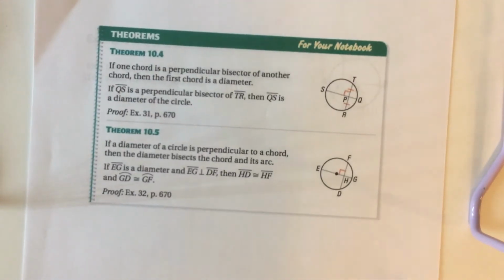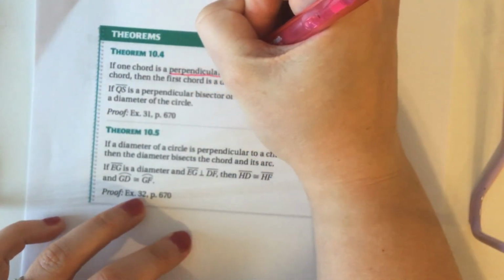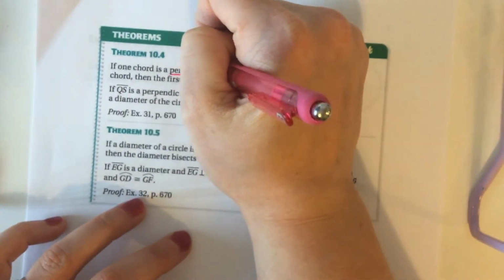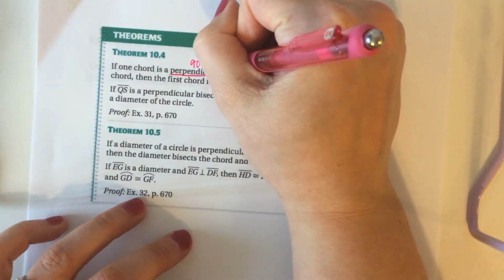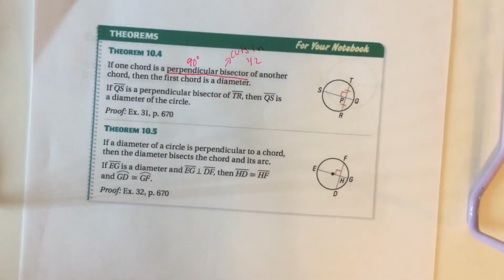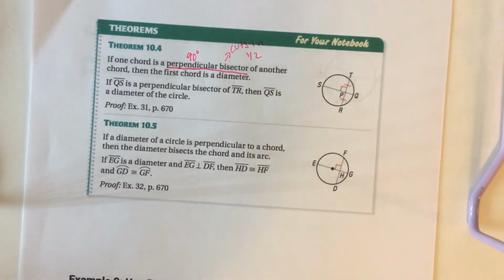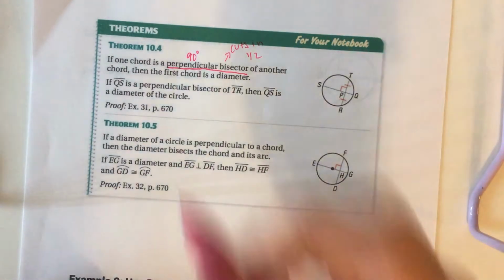And that leads us into our next set of theorems. Our first one here: if one chord is a perpendicular bisector of another chord, then the first chord is a diameter. Perpendicular, just a little refresher, means 90 degrees. Bisector means cuts in half. And our second theorem is: if a diameter of a circle is perpendicular to a chord, then the diameter bisects the chord and its arc. And this is just the converse of the first theorem.